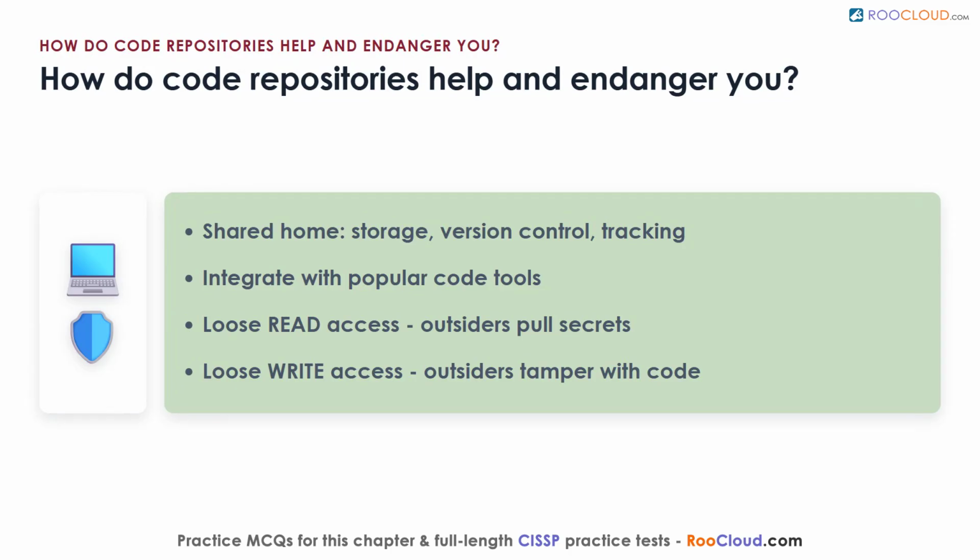Beyond central storage for source code, they add version control, bug tracking, release management, and communication features, and they integrate tightly with popular code management tools. But that convenience carries risk, and the first is access control. Some repositories are public by design, while others hold trade secrets and must stay locked to authorized developers. Grant read access too loosely, and outsiders can pull sensitive information. Grant write access too loosely, and they can tamper with the code itself.